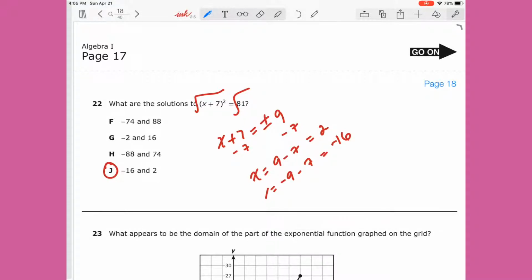Be very careful. Look here. That's really close. The only difference between G and J is which one's negative and which one's positive. So pay attention to your signs.